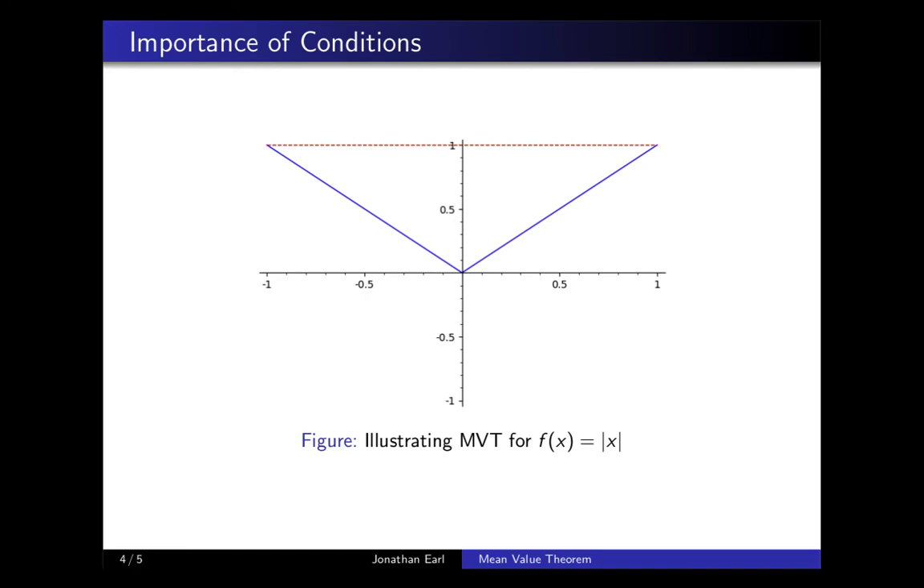you would wind up with something weird like this, because there is no place over the interval minus 1 to 1 where the slope of the secant line and the slope of the tangent line matches, because the slope of the secant line is 0, and for all the points here, the slope of the tangent line is either 1 or minus 1. So you're not going to get a point that has the slope of the tangent line equal to 0. And the reason for this is because the absolute value function isn't differentiable over the entire interval, and that's what you need to exist.